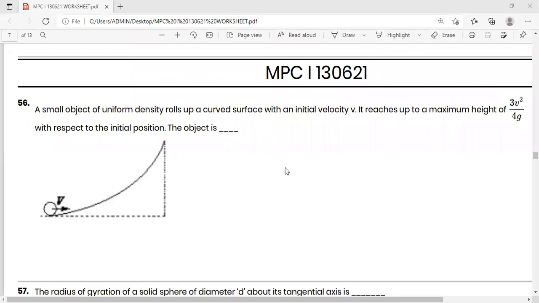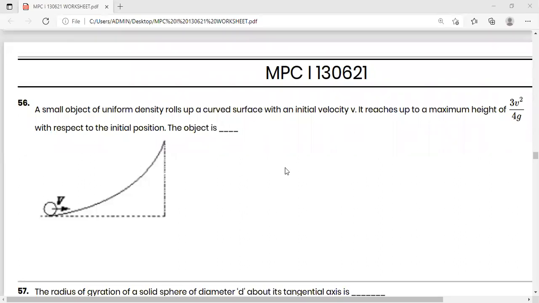Question number 56. A small object of uniform density rolls up a curved surface with an initial velocity v. It was just shown in the diagram also. It reaches up to a maximum height of 3v square by 4g with respect to the initial position. Then the object is... See here, initial kinetic energy is given.